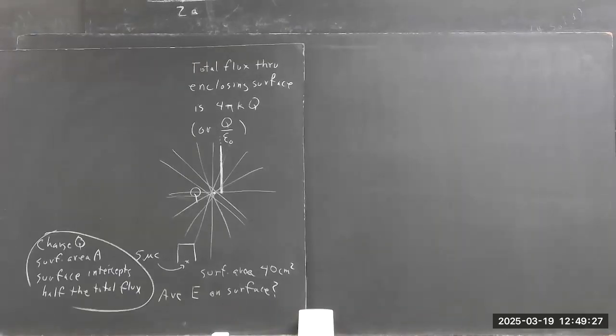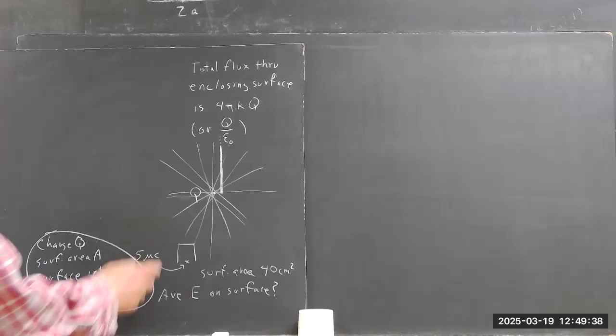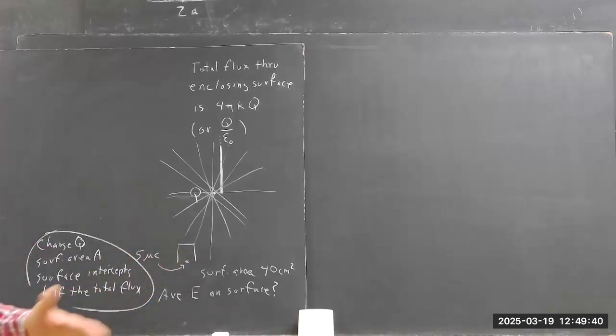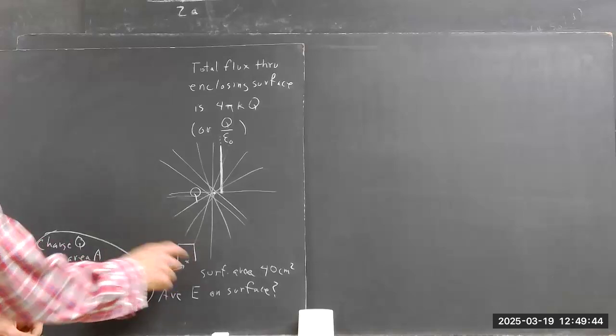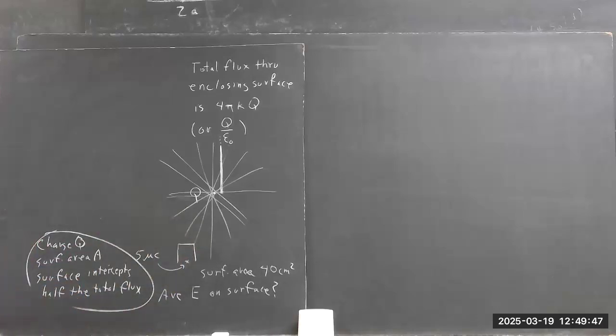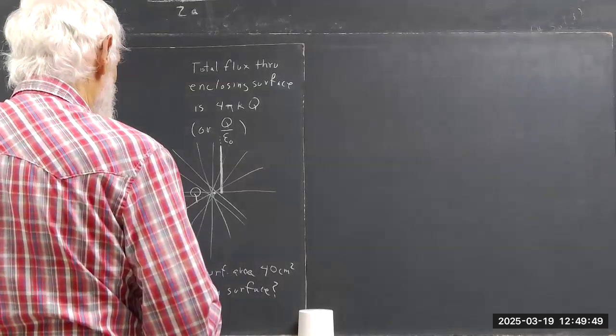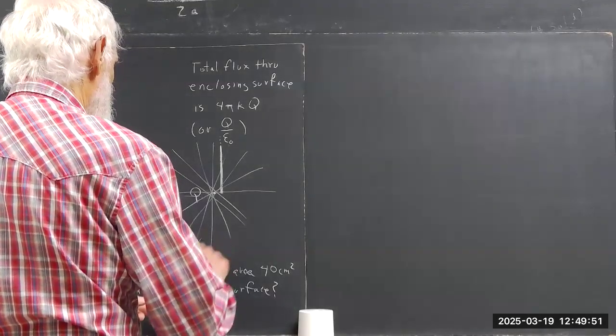Now the numbers are easy enough, but some people think numbers better than others, and everybody should be able to think this at this point in the course in terms of symbols, right? But just say, in general, we got some area here, and we got some charge here. And this surface here is intercepting half the flux because, of course, flux comes off like this.